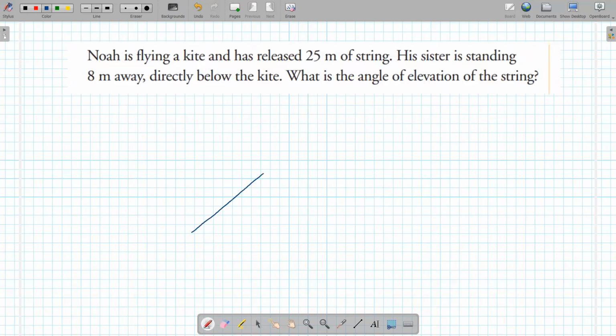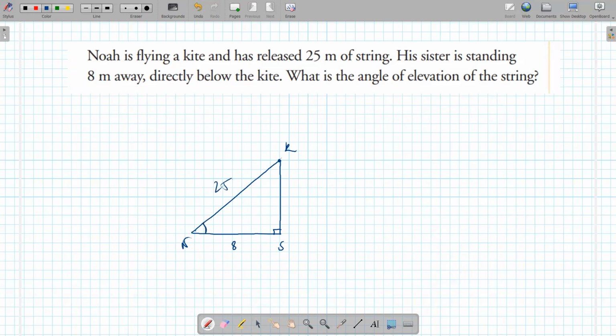So this person's flying a kite. Let's say he's flying it this way. The kite is up here. I can draw something like this. So that person was over here. He's flying a kite. His sister is standing directly below the kite, 8 meters away. So here's the sister. So in this triangle, which side length is 25 and which side length is 8? The hypotenuse is 25. Yeah, and down here is 8.